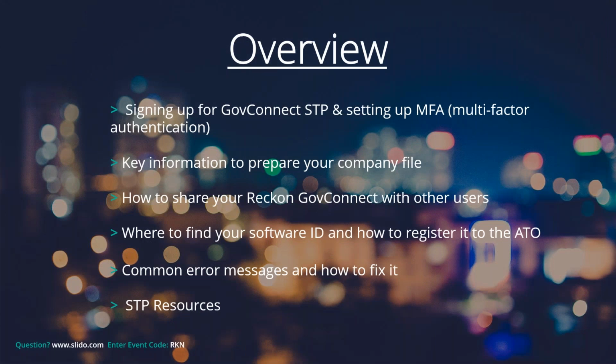So today what we'll be looking at is signing up for GovConnect STP and setting up your multi-factor authentication. The key information to prepare your company file, how to share your Reckon GovConnect with other users, where to find your software ID and how to register it for the ATO, and common error messages and how to fix them. And then we'll finish off by looking at some STP resources available for you on the Reckon website.